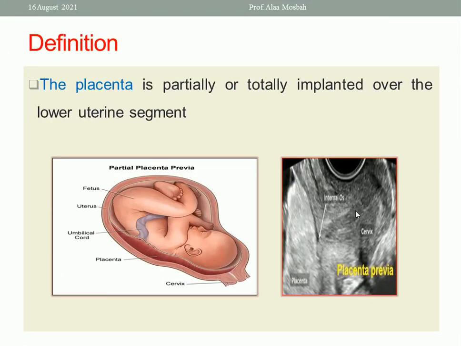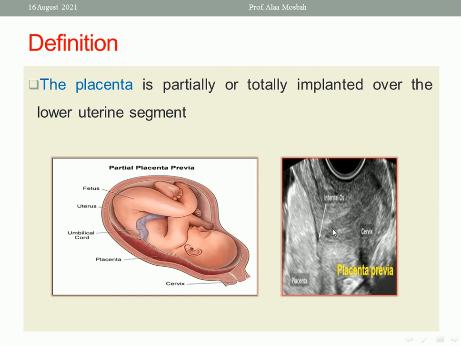So, what is the definition of placenta previa? Placenta previa is partially or totally implanted placenta over the lower uterine segment. As you see in the picture, this is the placenta lower down, implanted in the lower uterine segment and partially covering the internal os. And this is by ultrasound.